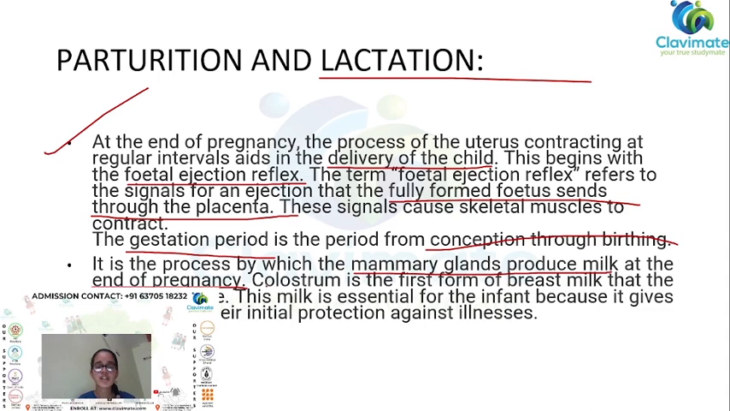Colostrum is the first form of breast milk that the glands produce. This milk is essential for the infant because it gives the newborn initial protection against illness. This colostrum is rich in antibodies, so it provides the baby with the required antibodies that give protection against illness. So this is what is called lactation.